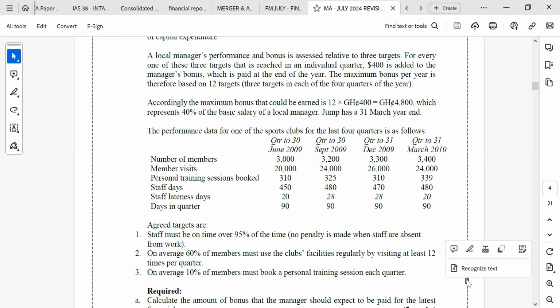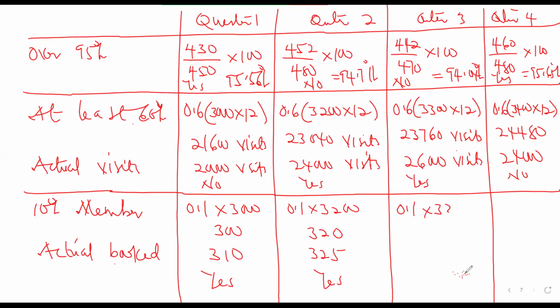That will be 310 and 339. So let me just use this one. This will be 0.1 multiplied by 3,300. This will be 330. But the people that visited is 310. Achieved? No. Okay. So we have 0.1 multiplied by 3,400. And this will be 340. The actual people is 339. Please don't approximate.